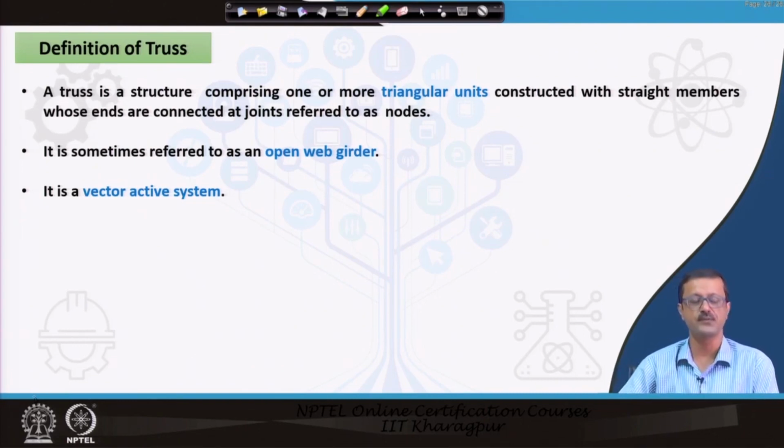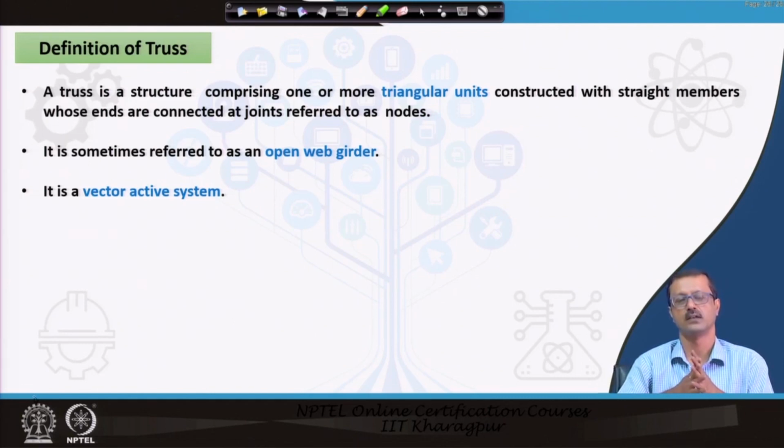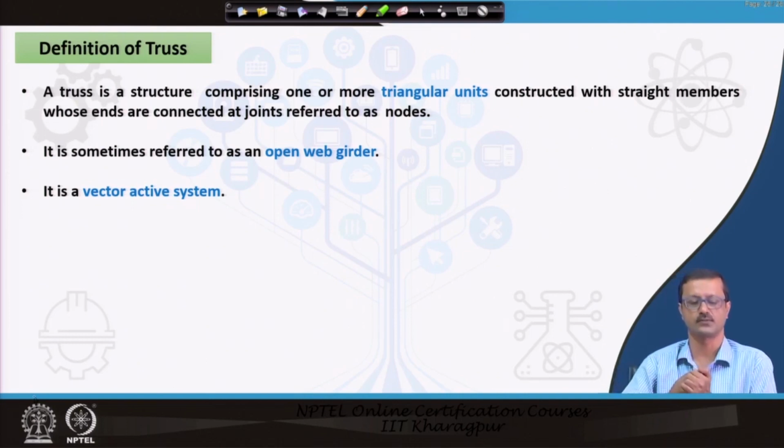And it is a vector active system because, as you know, a vector has a direction and also a magnitude of the force. So, the magnitude and the direction of the forces will be active in a particular truss system depending upon the direction and depending upon the triangulation of that.